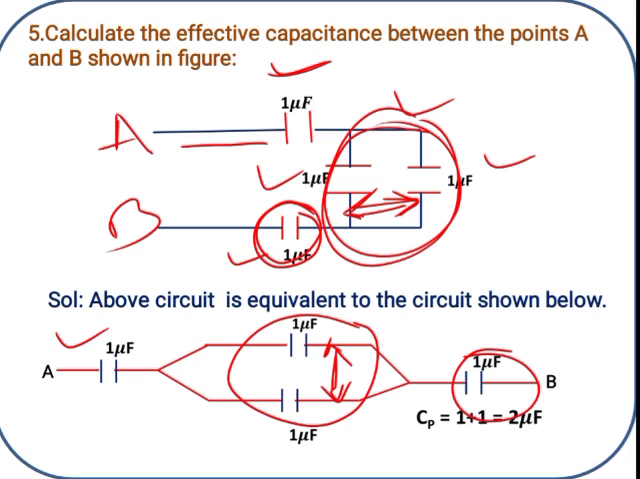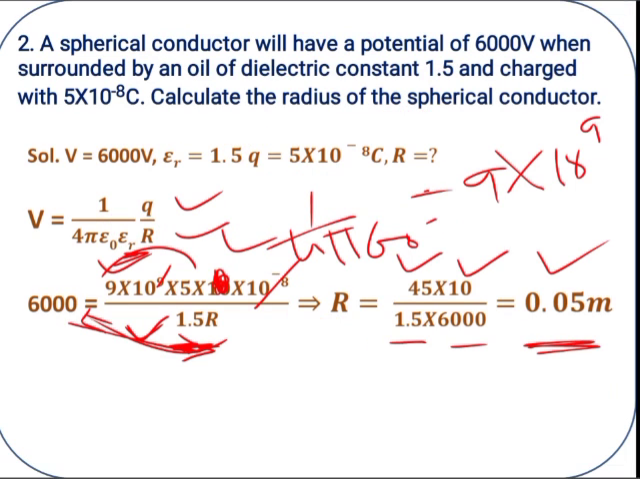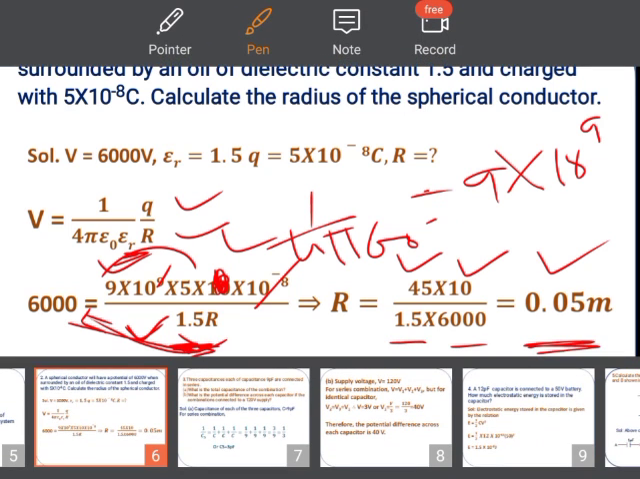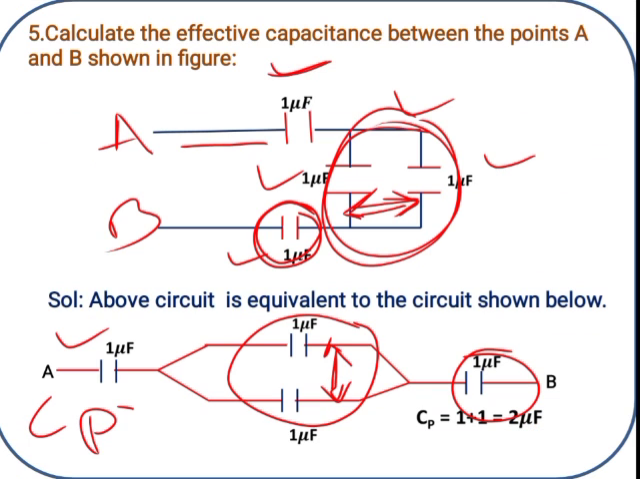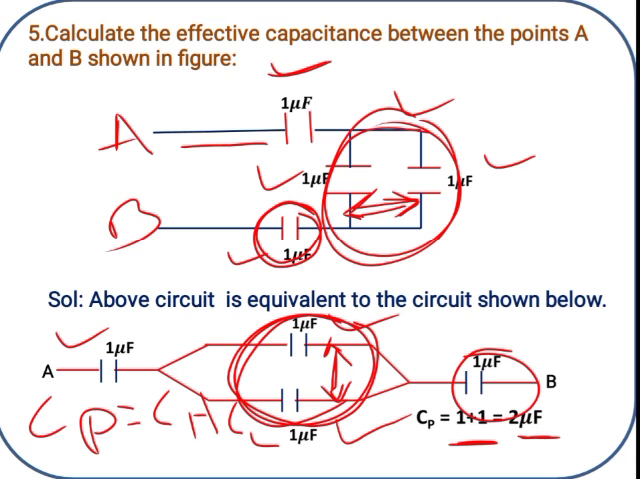Now what is the parallel capacitor formula? Cp is equal to C1 plus C2. Substitute the values of C1 and C2, that is 1 μF and 1 μF. 1 plus 1 is 2 μF. So this total answer is 2 μF. Next.